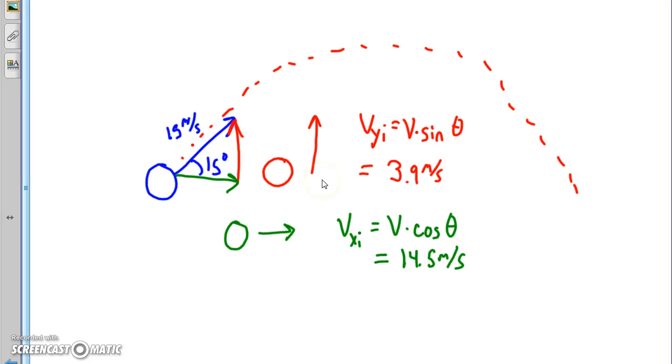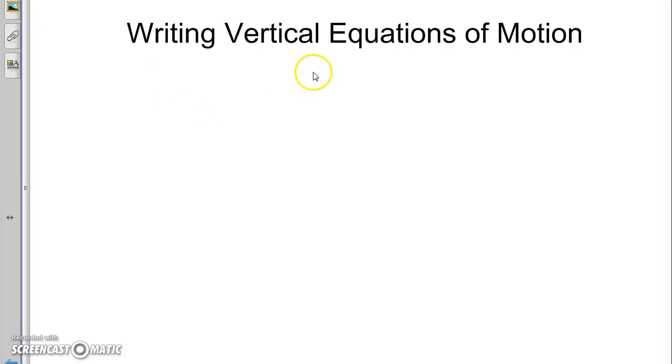In essence, we're taking a two-dimensional motion. It's actually going up and down and side to side at the same time. We're taking that two-dimensional motion and turning it into two one-dimensional problems. We have an up and down problem that's one-dimensional, and another side-to-side problem that's one-dimensional. These are much easier to deal with. You don't have to worry about doing it all at once. You just do it separately and then combine them when you need to. That's the general idea. So let me go back and let's talk about vertical equations of motion.